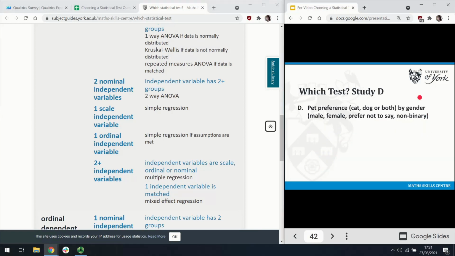Here's the next one. You can have another go at choosing the stats test and pause the video.